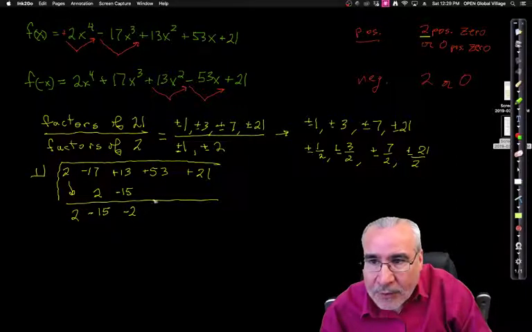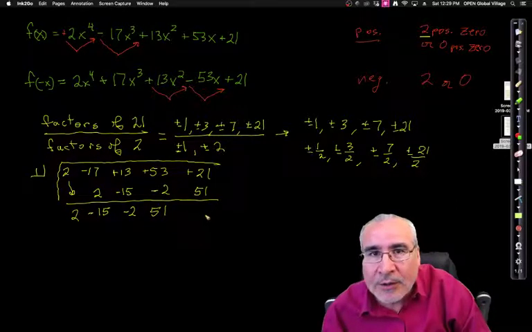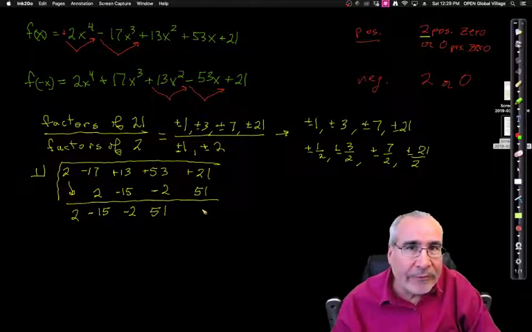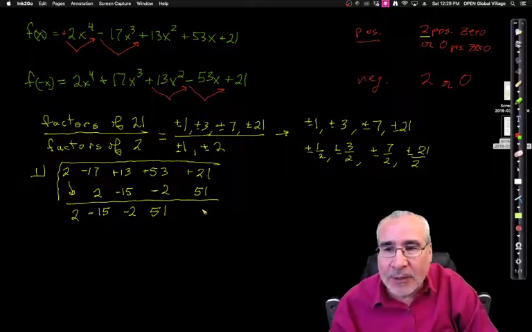1 times -2 goes here, it gives us -2. 53 minus 2 is 51. Then we take 1 times 51, and that goes here. And sorry folks, we're not going to get 0. That means we have a remainder, which means 1 doesn't work. 1 is not one of the positive zeros.